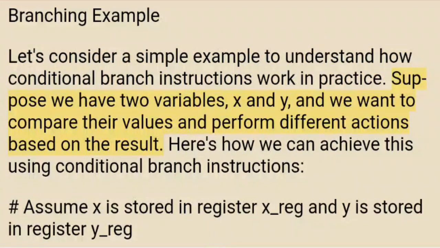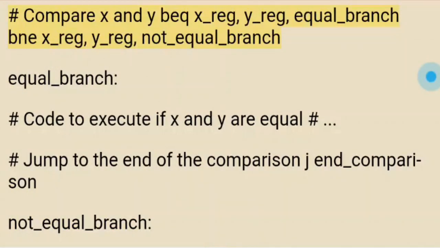Suppose we have two variables, x and y, and we want to compare their values and perform different actions based on the result. Here's how we can achieve this using conditional branch instructions. # Assume x is stored in register x_reg and y is stored in register y_reg. # Compare x and y. beq x_reg, y_reg, equal_branch. bne x_reg, y_reg, not_equal_branch.